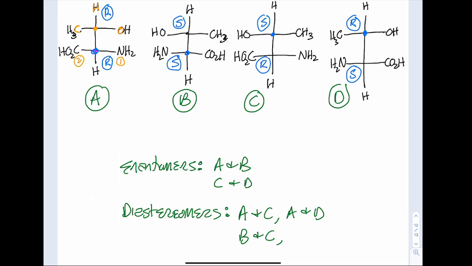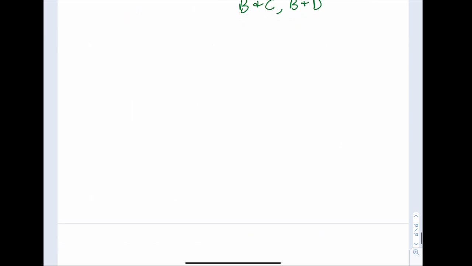Opposite configuration at least one, but not all chiral centers. If it was the same at all, they would be the same, right? They wouldn't be stereoisomers. And if it was the opposite at all, they would be enantiomers. So our other options are our diastereomers. The last one I want to talk about are meso compounds.